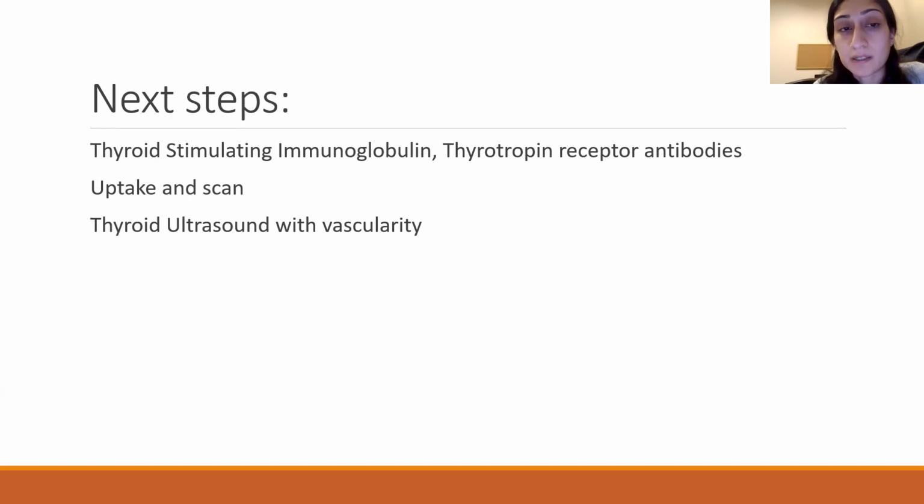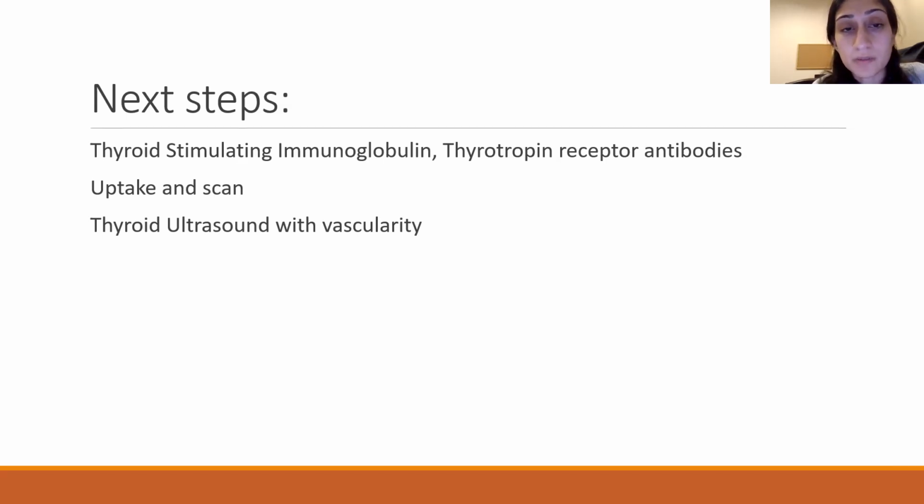If those come back negative, then you can think about an uptake and scan. An uptake and scan will show you which part of the thyroid is producing more thyroid hormone. Is it the entire gland, or is it a hot nodule, just one area making more thyroid hormone, or is it thyroiditis, in which case you'll have zero uptake on the uptake and scan. And I have pictures to show you in a second here.